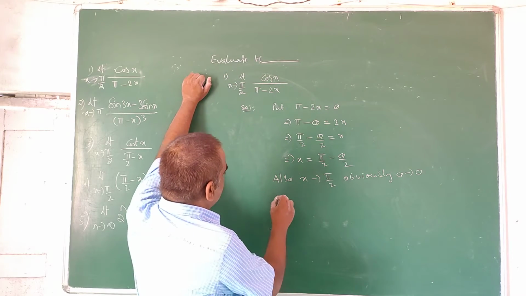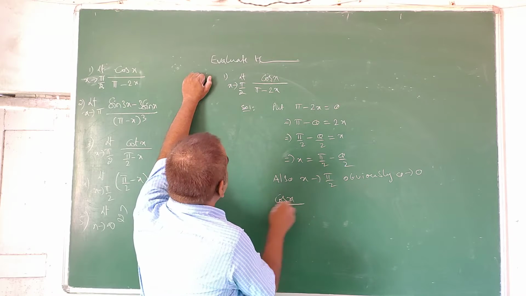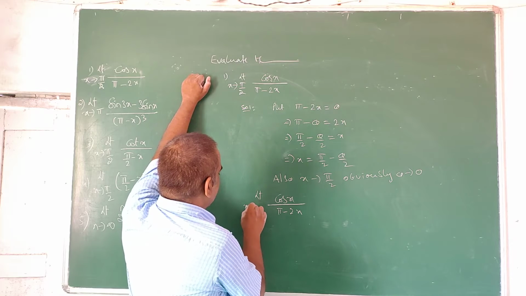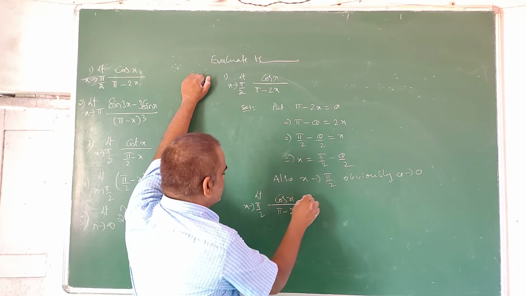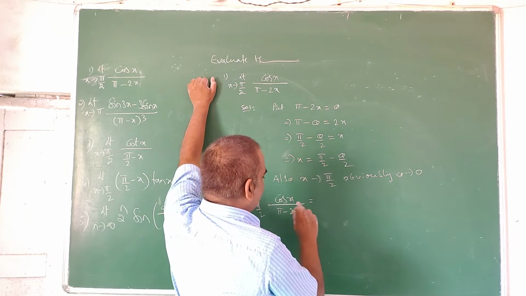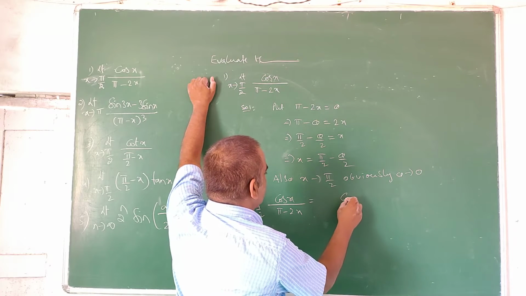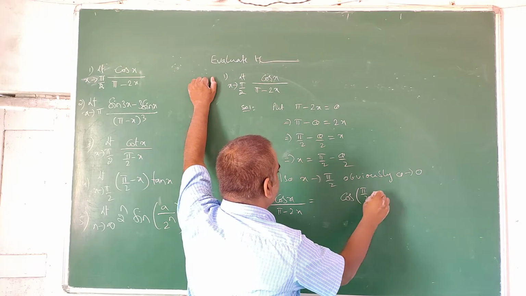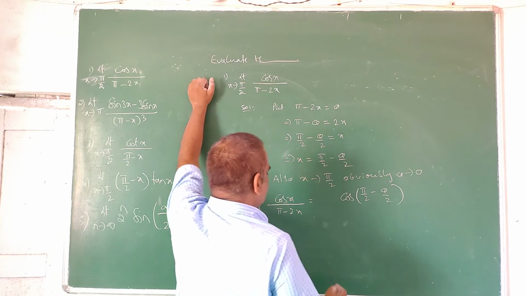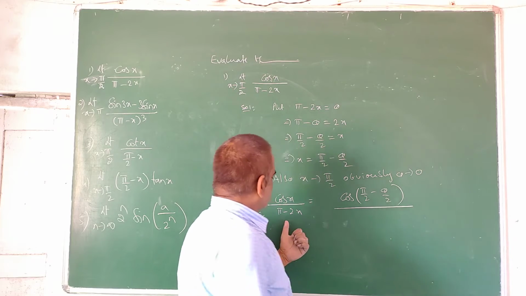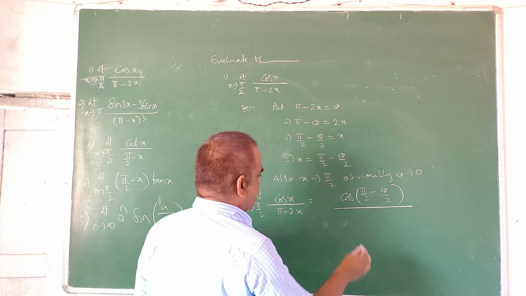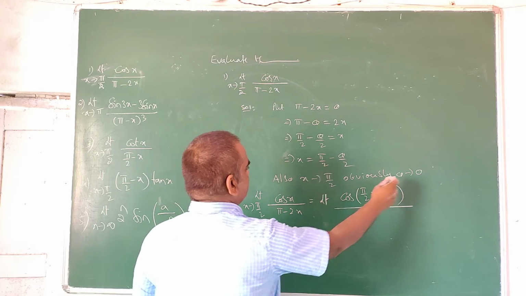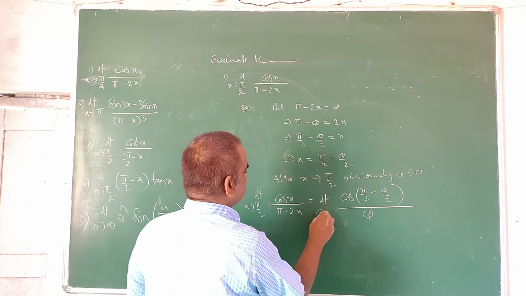Now this problem, cos x by pi minus 2x, with limit x tends to pi by 2, changes its variable from x to theta as cos. Now replace this x with pi by 2 minus theta by 2. Are you following? Divided by pi minus 2x, which is theta. Are you following? Limit theta goes to 0. So theta tends to 0.